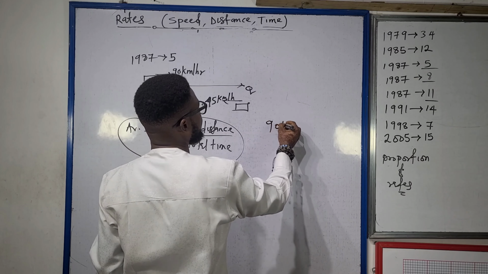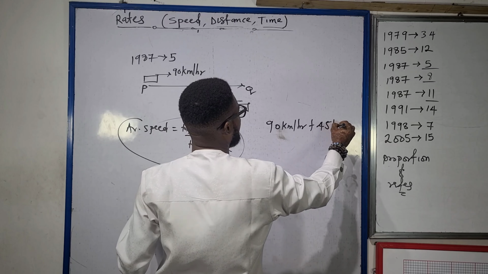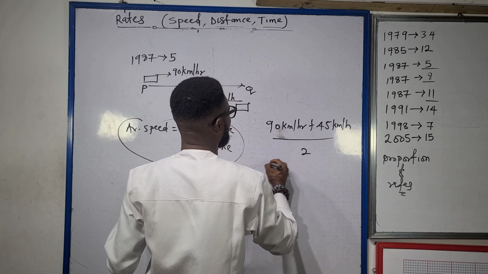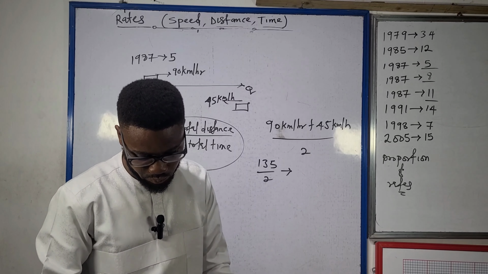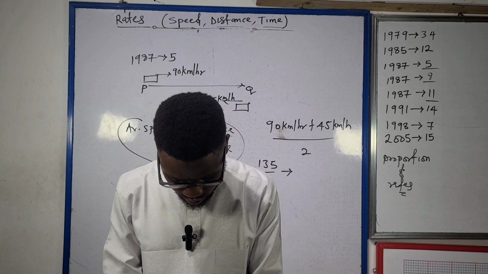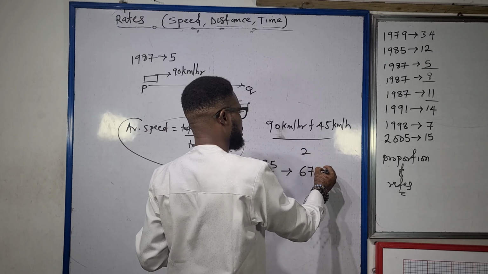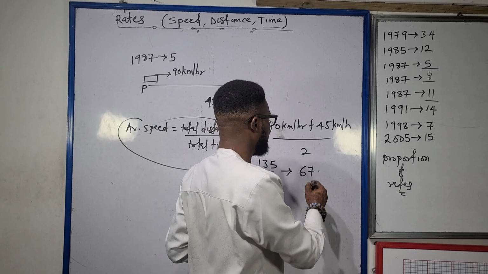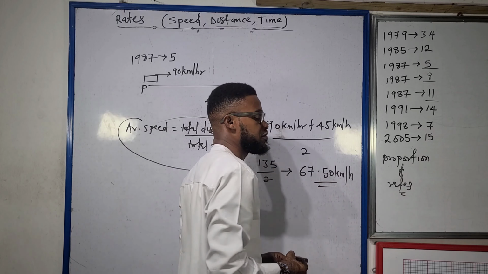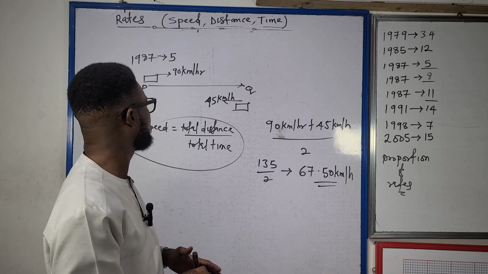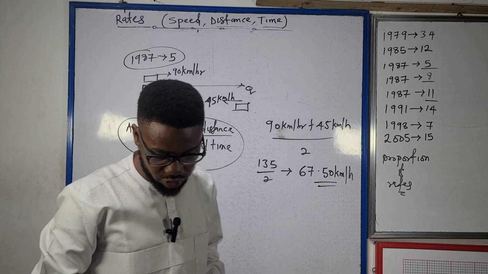All we can do is 90 kilometers per hour plus 45 kilometers per hour, all divided by 2. So this is 135 divided by 2. This is going to be 67.50 kilometers per hour. So that is what this question 1987 question 5 is going to give us.